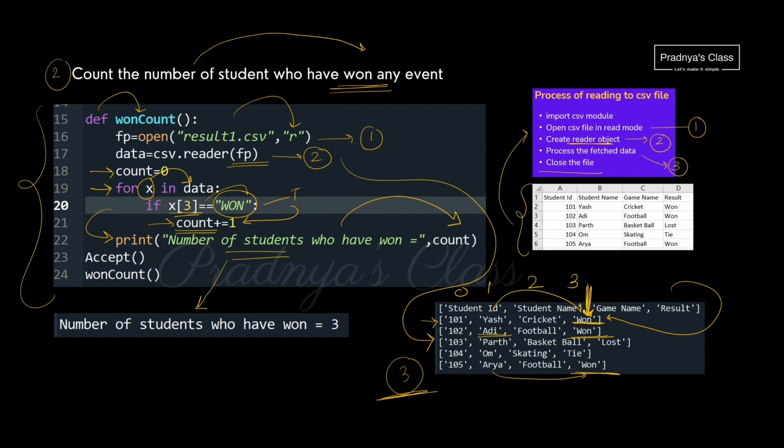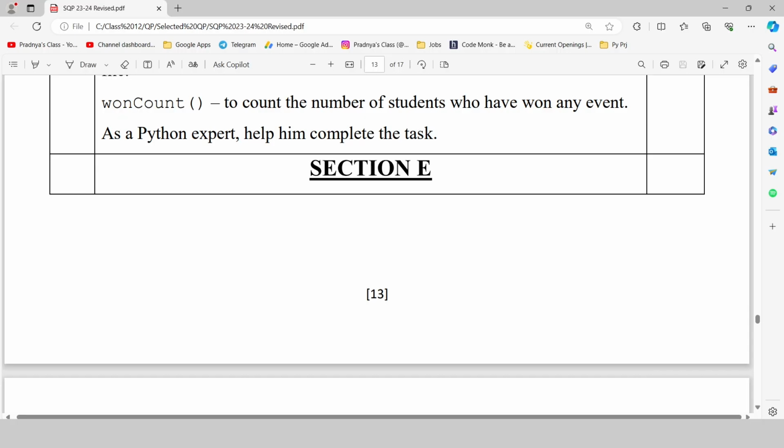Ultimately, we will get this output. The number of students who have won is equal to 3. Hope you understood this code. Wow, we are done with the section D. Now it's time to check the last section, that is section E.